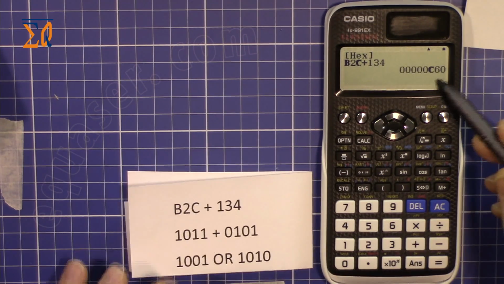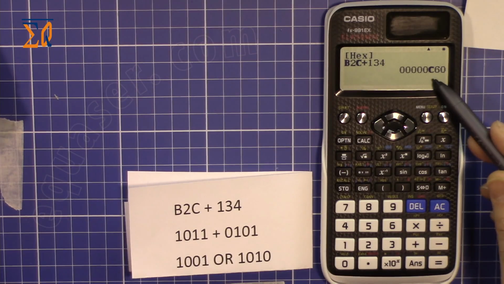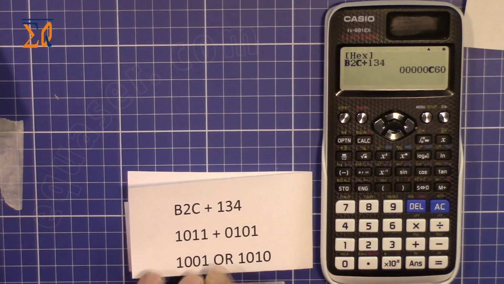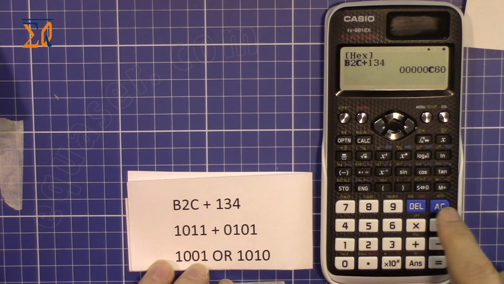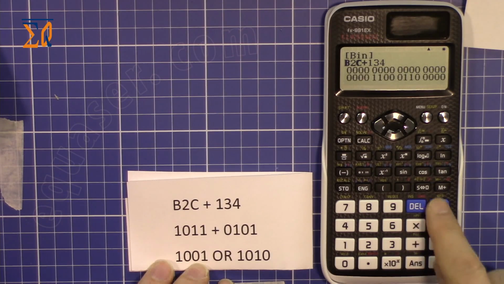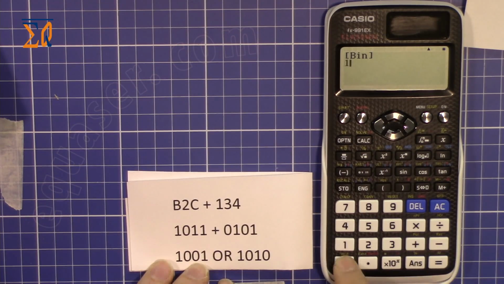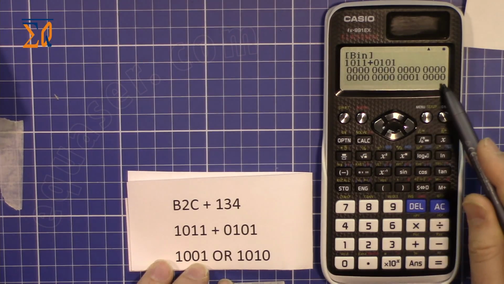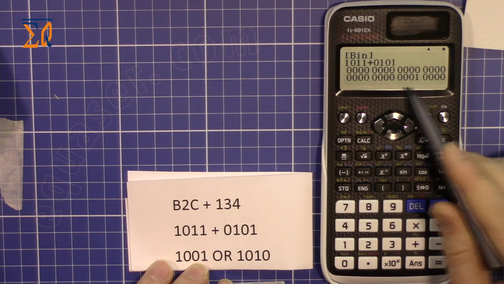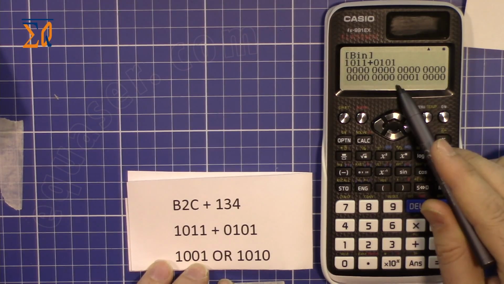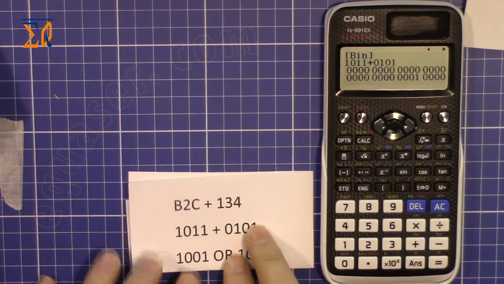The value is 0C60. Same way for binary, just go to binary and then all clear. 1011 plus 0101. Now this is the answer, 00001. So if you're considering 8 bits, just put this 0 as well.